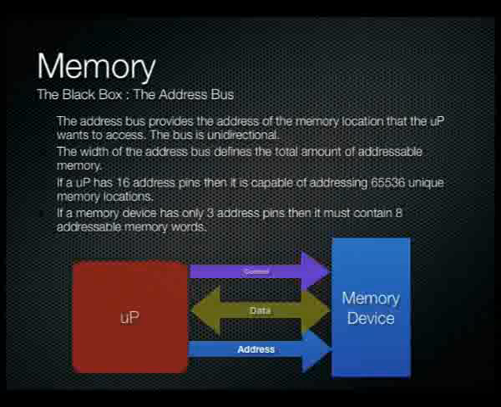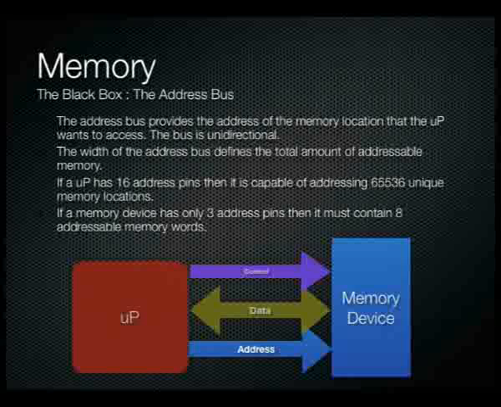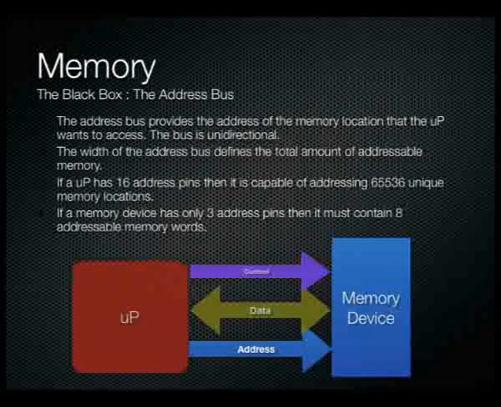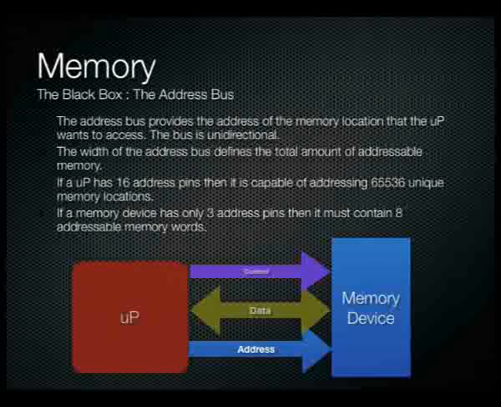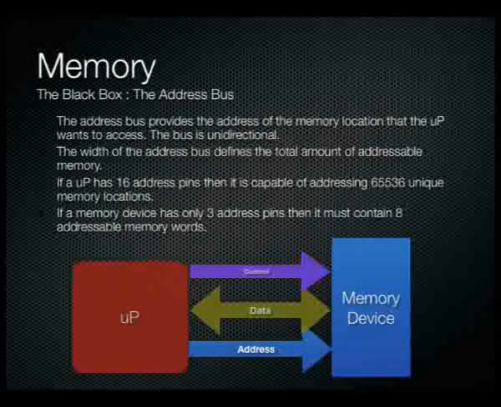On the memory device, on the other hand, if the memory device has only 3 address pins, then it must contain 8 addressable memory words. I've said words and not bytes because, depending on the number of data pins that device has, those memory locations could be 8 or 16 or 32 bits in length. It depends on how many data pins that device has to define the size of those addressable memory locations. But the address pins will define the total number of addressable locations. So if we have 3 address pins on that device, then we have 8 addressable memory locations.